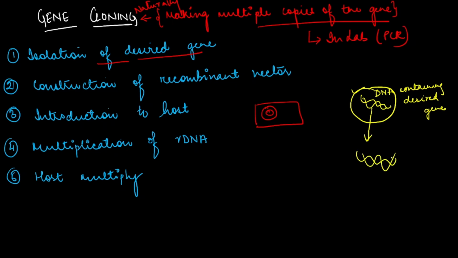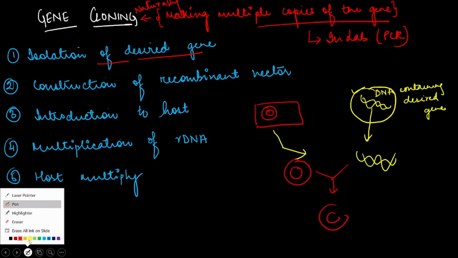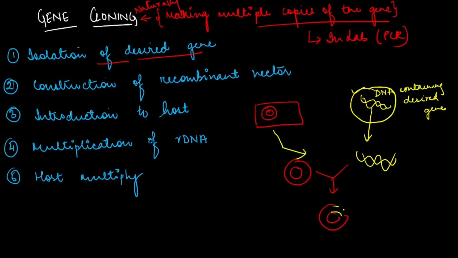Isolation of DNA, right? Construction of recombinant vector. Now we will take the plasmid. This is a plasmid which is acting as a vector. Now both of them combine and lead to the formation of a new recombinant DNA. So we have isolated this DNA from a cell, right? Then construction of recombinant vector. This is what is a recombinant vector, right?